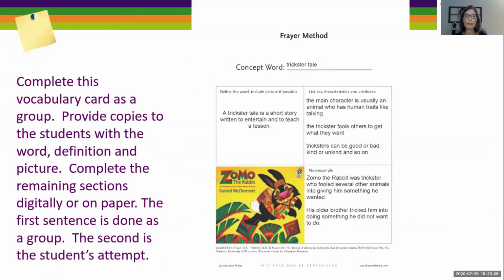So here's one way. Another way to do vocabulary is using the Frayer method. Here I showed you another format, and it's the same process. You give them this copy with the word, the definition, and the picture, and then you do the remaining sections digitally or on paper. In the non-example box, I used to write sentences there. For example, Zomo the Rabbit was a trickster who fooled several other animals into giving him something he wanted. And then a student sample might be, his older brother tricked him into doing something he did not want to do. So again, just another format for the kids.